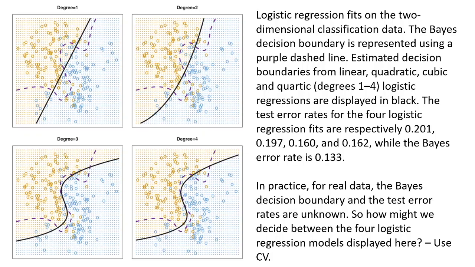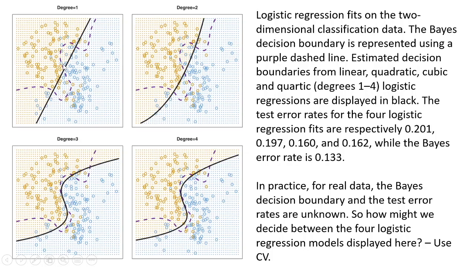Okay, lastly is just an example. This is the example for the classification problem. If you look at the first picture, we have two-dimensional classification data in which the purple dashed line is the Bayes decision boundary. And you can see you have two classes here, the blue and the orange one.